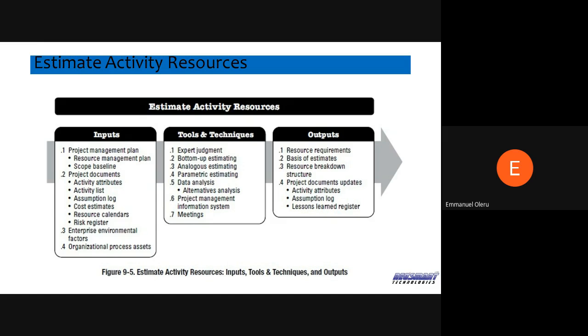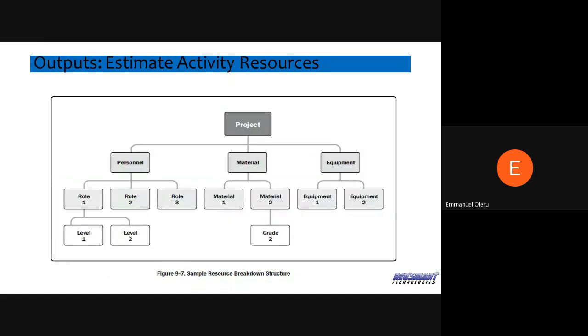But the tools here are majorly the tools that you use for your estimation, basically. So expert judgment, bottom up, analogous, parametric. That's why I tried to explain it the last time so that you can just see them. At the end of the day, you come out with your resource requirements, the basis for estimates, resource breakdown structure, and the rest. So this is how you can break down and estimate your activity resources.